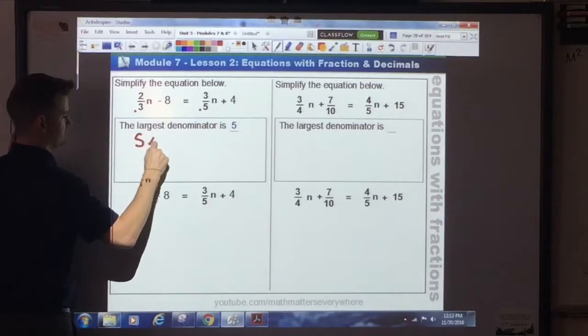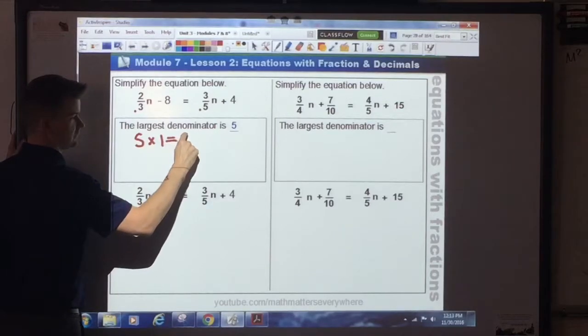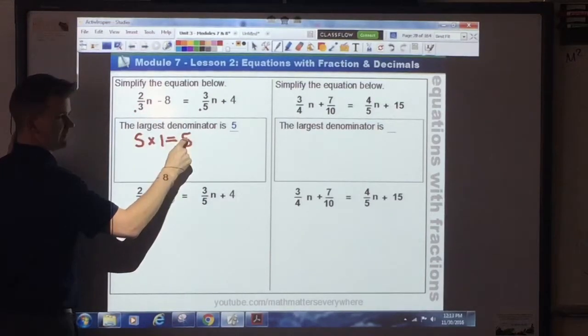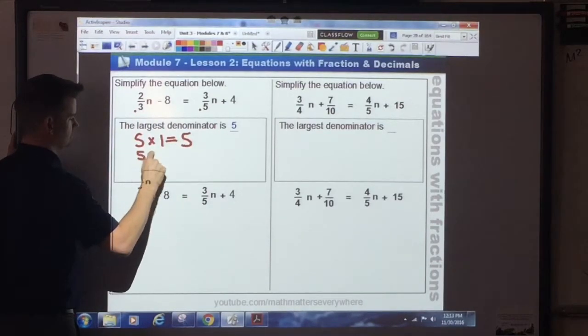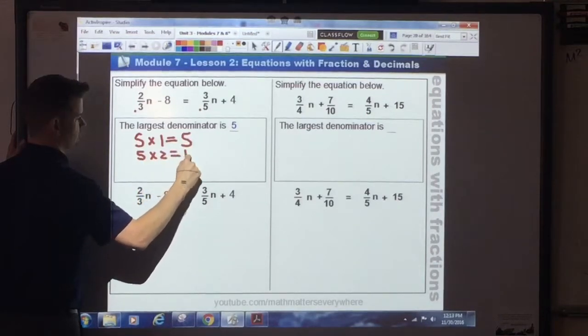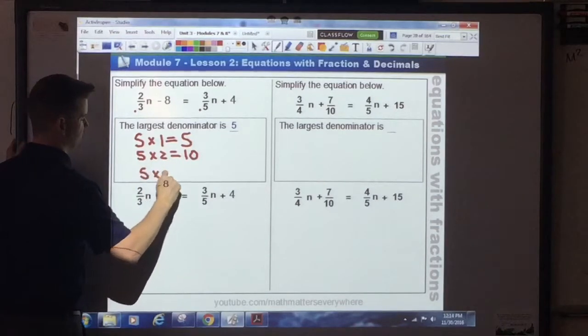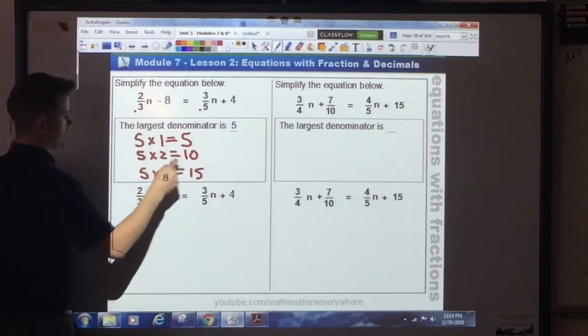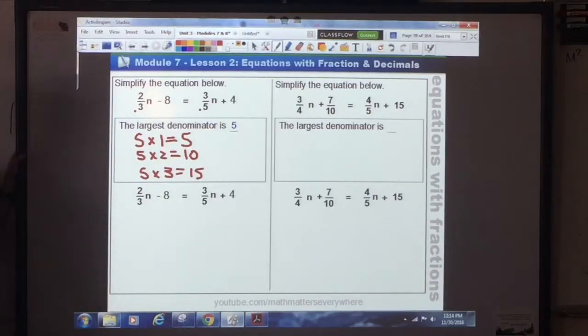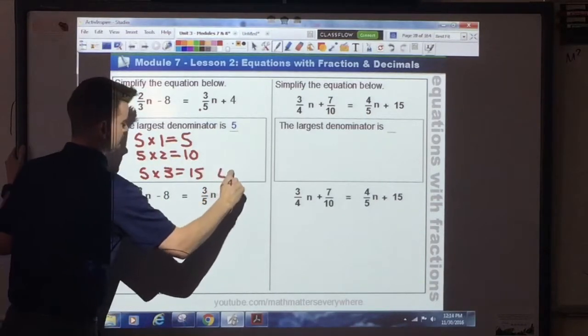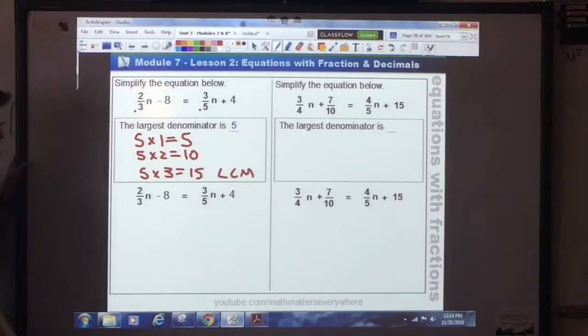So I'm going to find the multiples of 5. I do 5 times 1. That gives me 5. Does 3 go into 5 evenly? No. So we keep going. 5 times 2 equals 10. Does 3 go into 10 evenly? No. So I keep going. 5 times 3 equals 15. Does 3 go into 15 evenly? Yes. What about 5? Yes. So my LCM of 3 and 5 is 15.